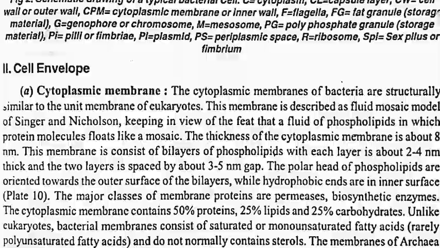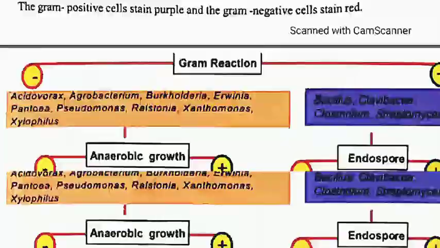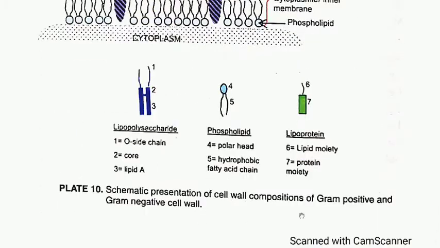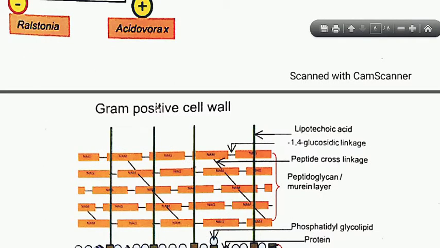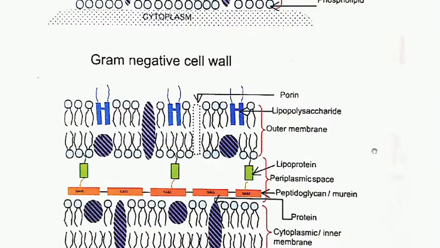Now we can come first to plate number 10. I think that will be very good for you all to understand what I am speaking about exactly. If you can see, this is the schematic presentation of the cell wall compositions of the gram positive and the gram negative cell wall. You can see how it is looking, the lipoic acid and all the linkages and the peptides. Now, if we discuss the cytoplasmic membrane and the polar head of the phospholipids, I can show you here in these figures.